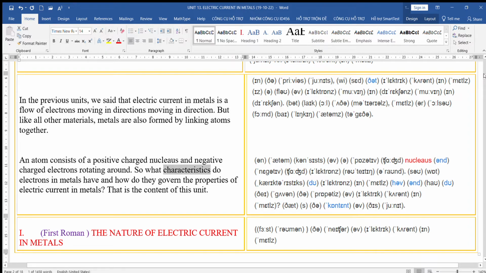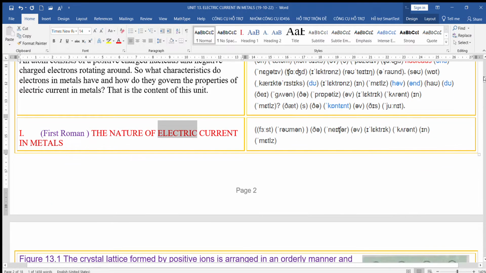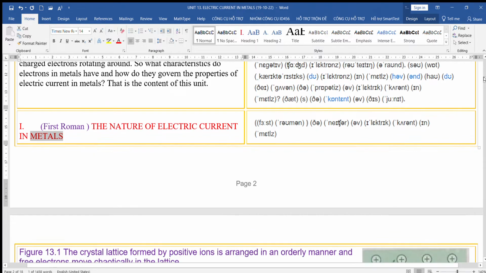So what characteristics do electrons in metals have, and how do they govern the properties of electric current in metals? That is the content of this unit. First, the nature of electric current in metals.